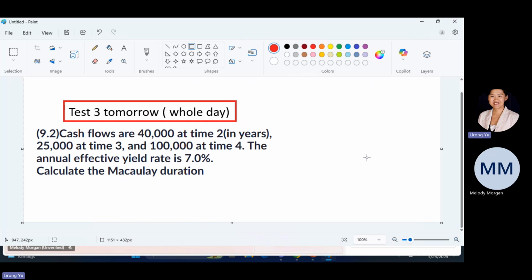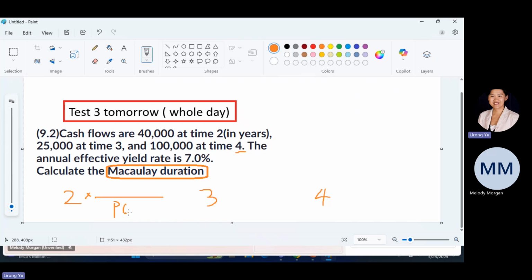We're going to try to find the weighted average of the payment time. So we're calculating Macaulay duration. It's weighted, you take the payment time. In this case, the payment times are 2, 3, and then 4. Each one should be multiplied by its corresponding weight. So what was the weight? It's the present value of that cash flow over the total present value, as in the denominator. The numerator should be the present value of that cash flow.